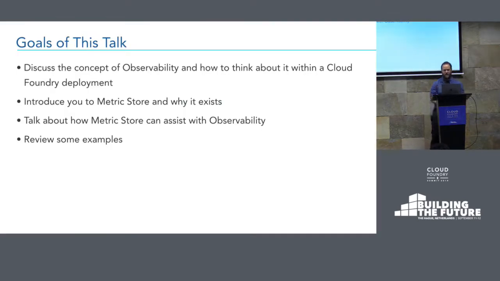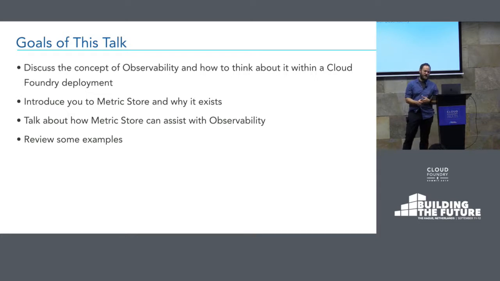So a little bit of an overview about the talk. We wanted to talk about the concept of observability, what it is, why it matters, and how to think about it within a Cloud Foundry deployment in particular. And then talk to you a little bit about Metricstor itself, why we built it, what it's good for, and how it can be useful with Cloud Foundry.